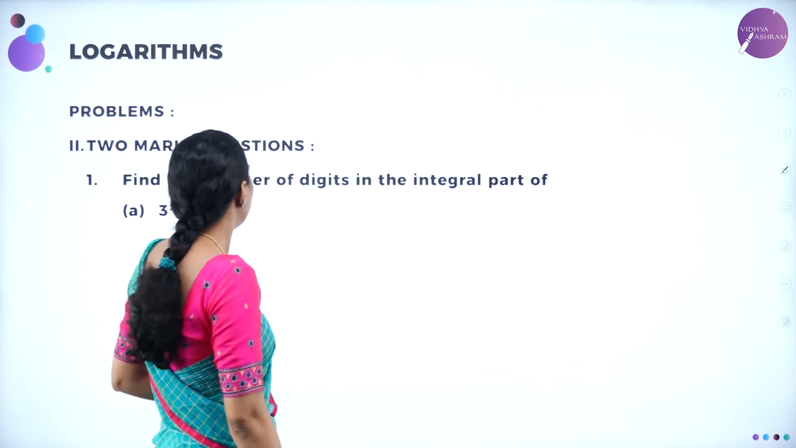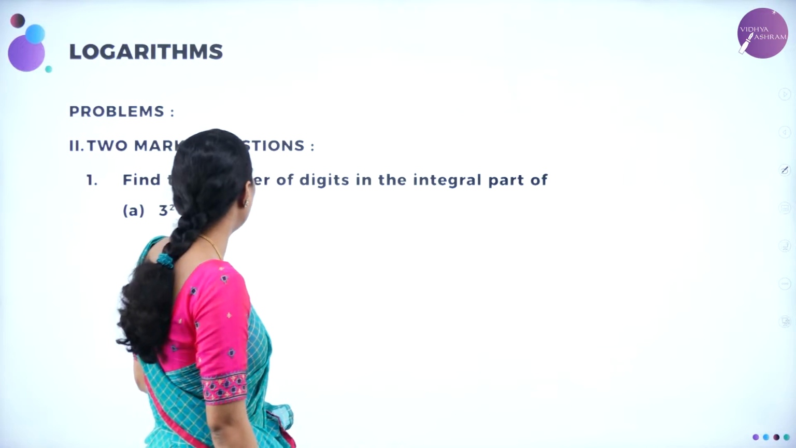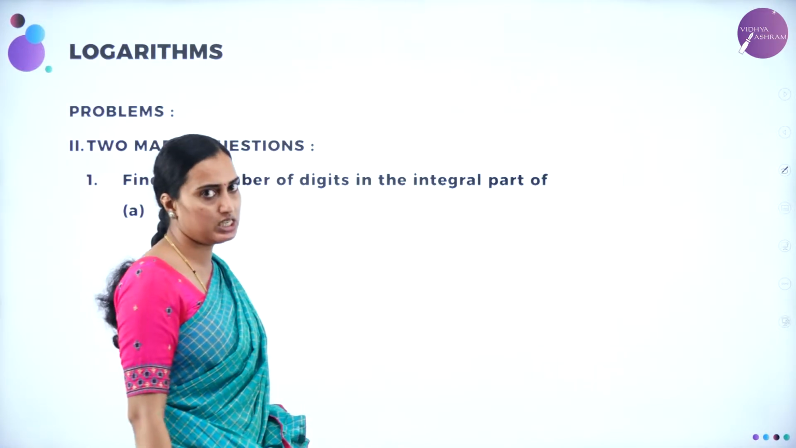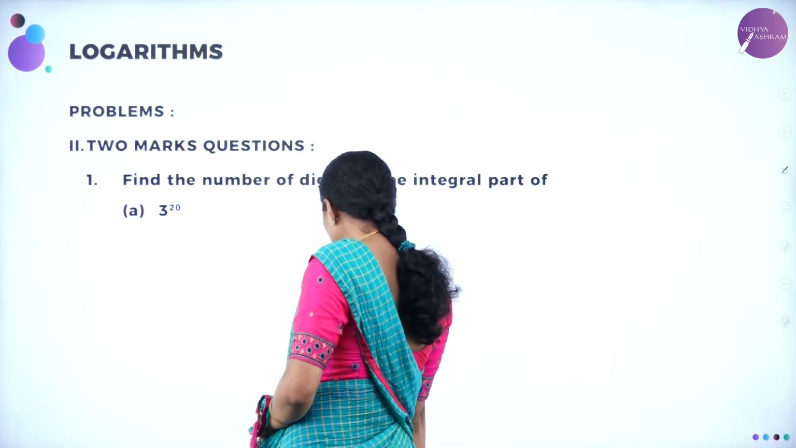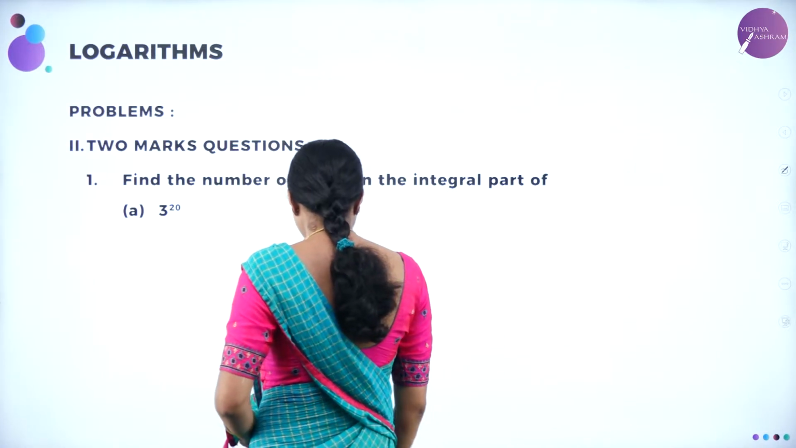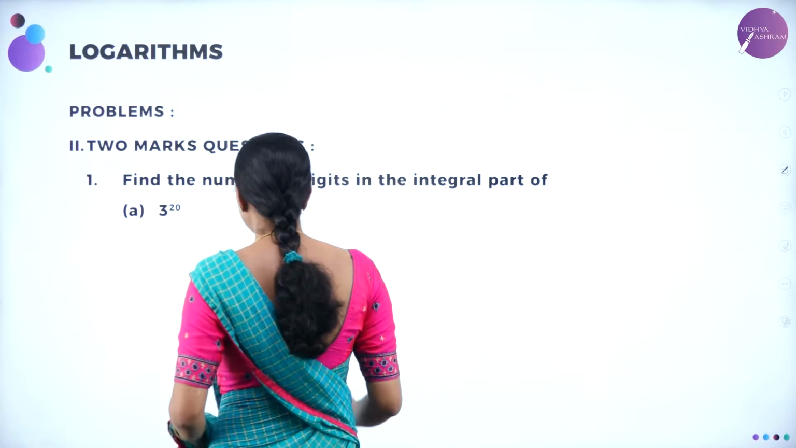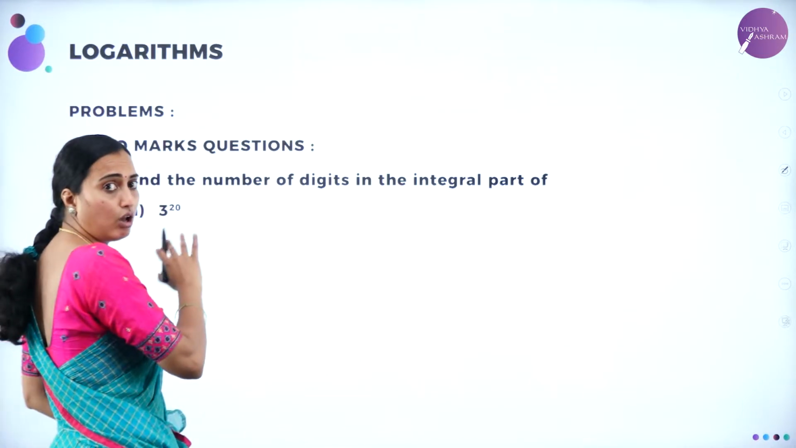2 marker problems. Find the number of digits in the integral part of 3 power 20, they have asked. So how to find out here? 3 power 20. So first you are going to take log on both the sides.